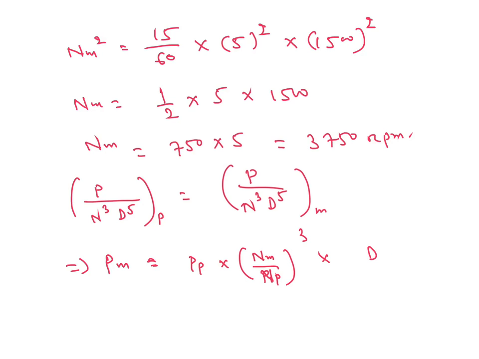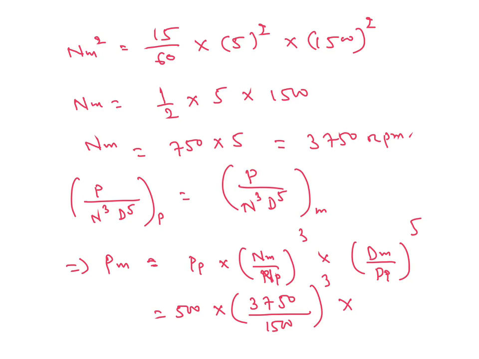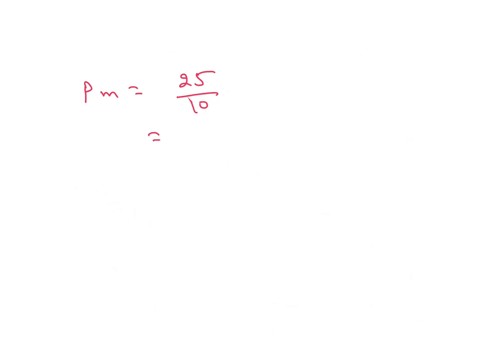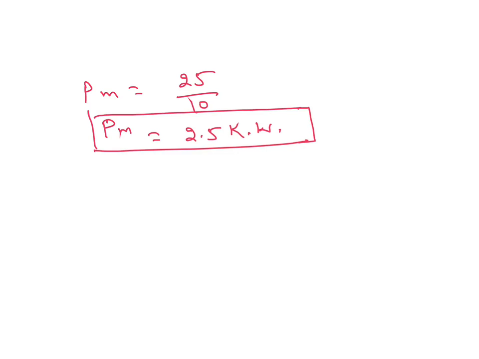Put the values: 500 into (3750 divided by 1500) whole cube into (1 by 5) whole to the power 5. If you calculate this one, you will get finally 25 by 10, so 2.5 kilowatt is the power of the model, power generated by the model. You cross check this one, sometimes my calculation may be wrong. So from option, D is our answer.